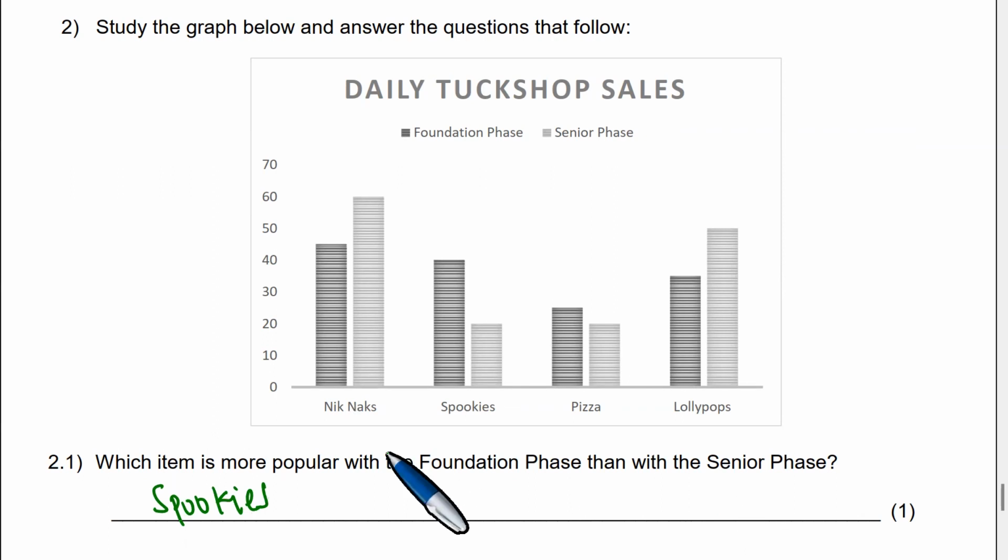Okay, so it's not really the knickknacks, because the foundation phase is this one. You can see the foundation phase is taller here, but with the knickknacks the foundation phase is shorter. But here it's taller. So yes, the spookies are more popular. And you can see it's taller here, but here it's not as tall with the pizza. Obviously, pizza could potentially do as well, but we're looking at more popular, and the spookies are more popular.